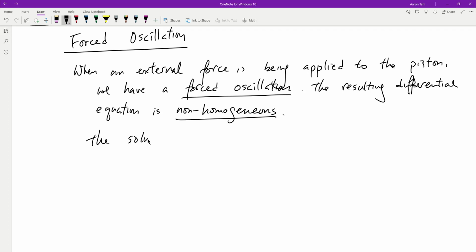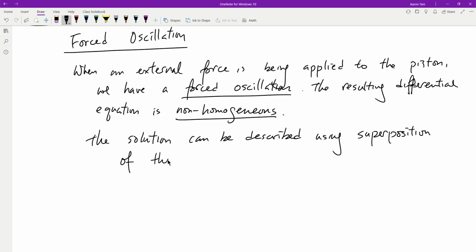The solution can be described using superposition. Remember what we mean by superposition? It means adding the homogeneous solution and the particular solution.